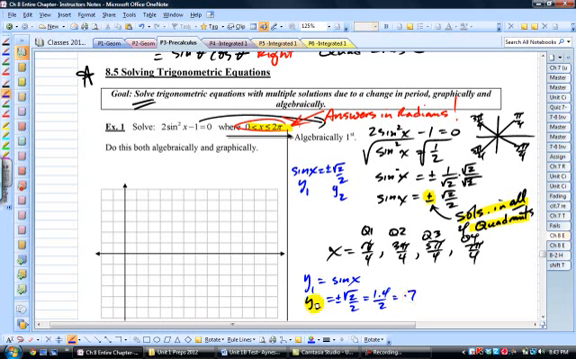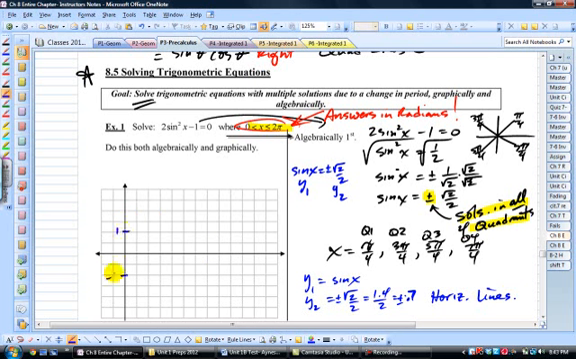Well, I'll tell you what, let me take off this right here. I'll just call it y2, so plus or minus 0.7. So we have two horizontal lines, one at 0.7, one at negative 0.7. So two horizontal lines here. So the very first thing you do is you graph it. Okay, so here we go.